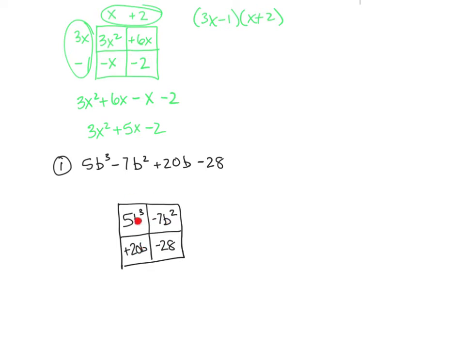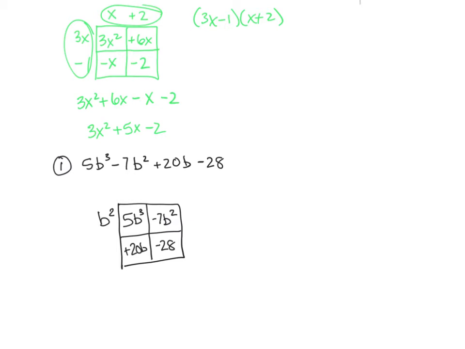When I take a look, I look side to side and I look up and down. So I look this way between my 5b cubed and my negative 7b squared, and I ask, what do these two things have in common? Well, look at the 5 and the negative 7, and those don't have anything in common. But b cubed and b squared have a b squared in common. So I'm going to write that on the outside.